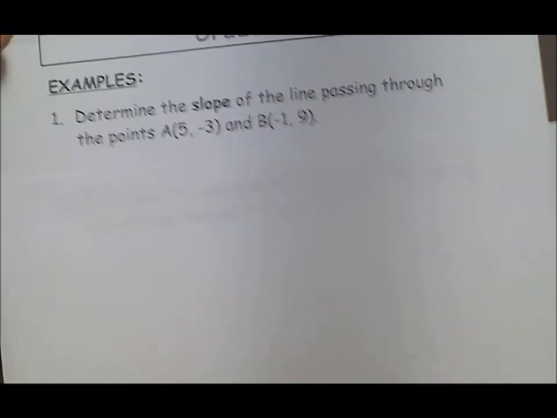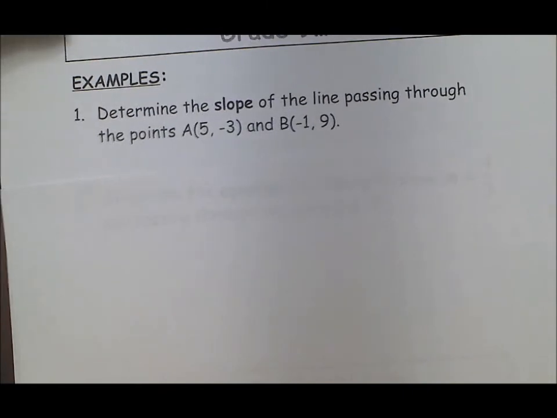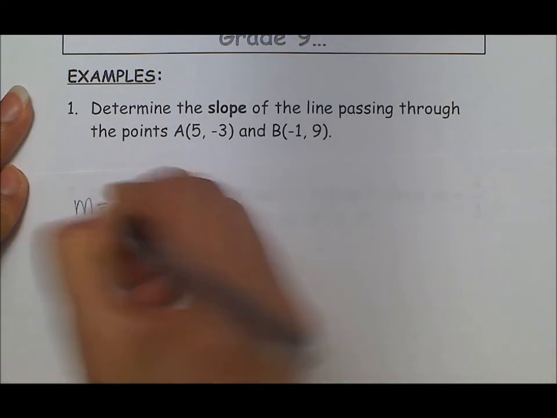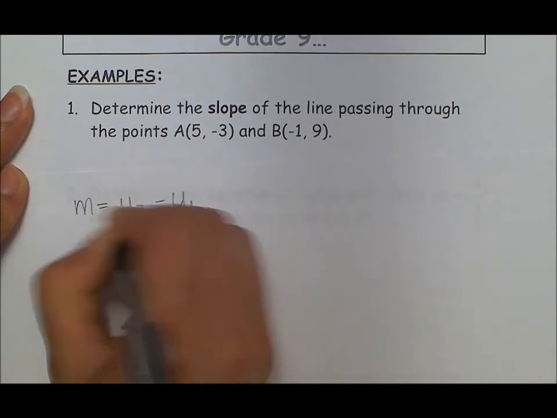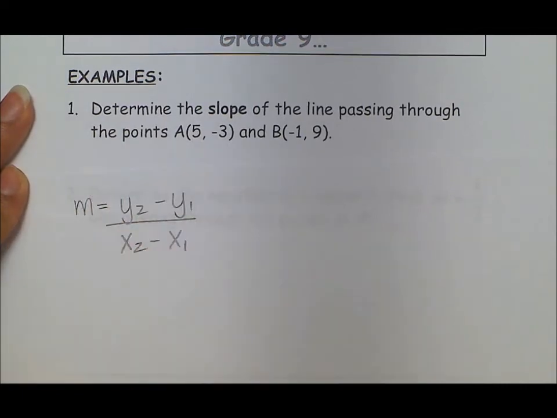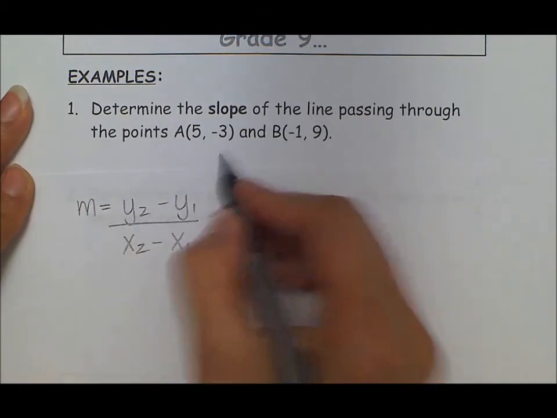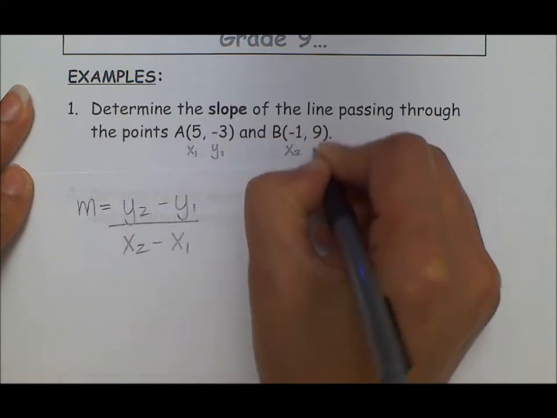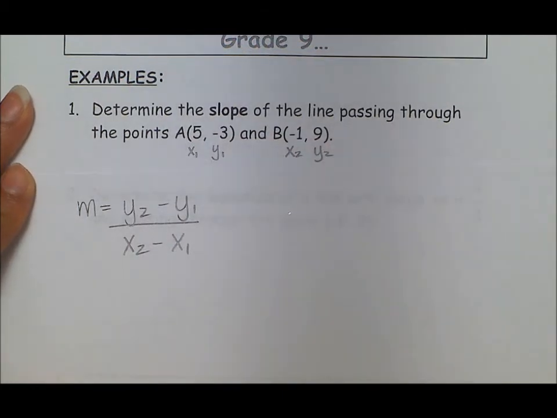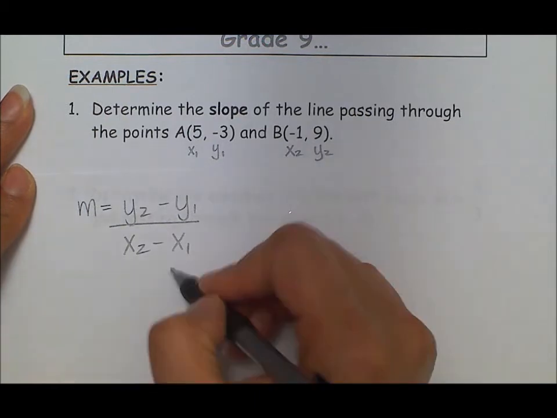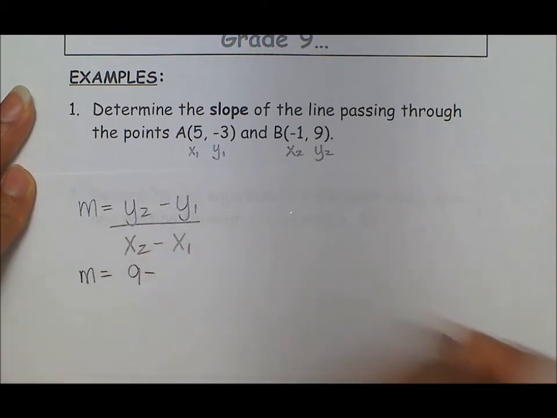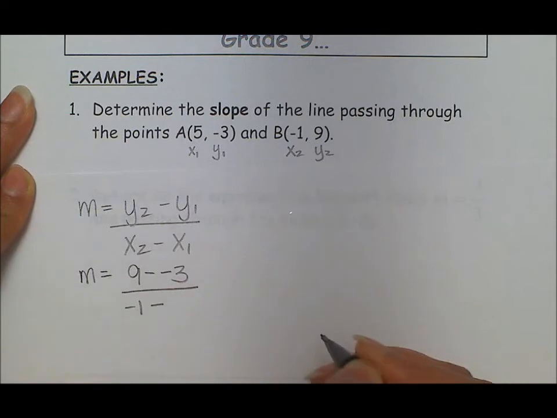So here's the first example. We're looking for the slope of a line passing through 2 points. I'll start by writing the formula for slope: y2 minus y1 over x2 minus x1. I have 2 points given, so I'm going to label them as my first point and my second point, x1, y1 and x2, y2, and substitute those numbers into the slope formula to get 9 minus negative 3 over negative 1 minus 5.